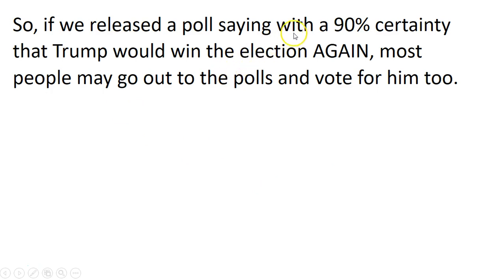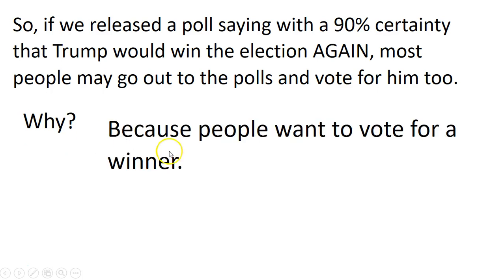If we released a poll saying with 90% certainty that Trump would win the election again, most people may go out to the polls and vote for him. They're like, well, it says that 90% of the people are probably going to vote for him anyway. Okay? Now, why would we do that? Because people want to vote for a winner, honestly. It's the truth. When you have a team that keeps losing over and over and over again, why do you want to continue to go out and support them? All right, example, the Cleveland Browns. Why are you going to go out and support them after a while?